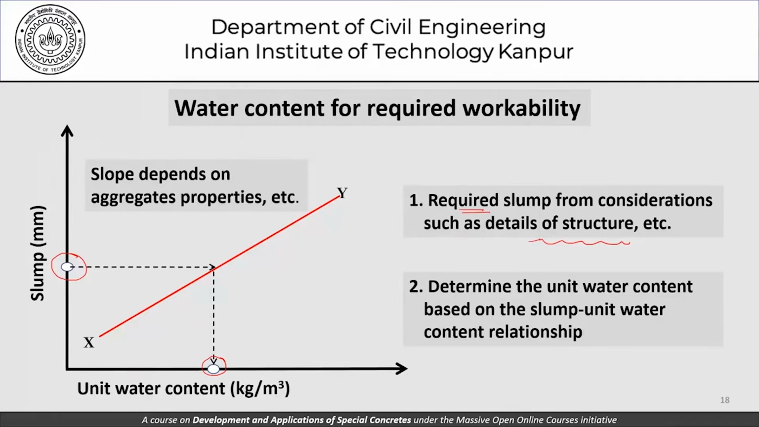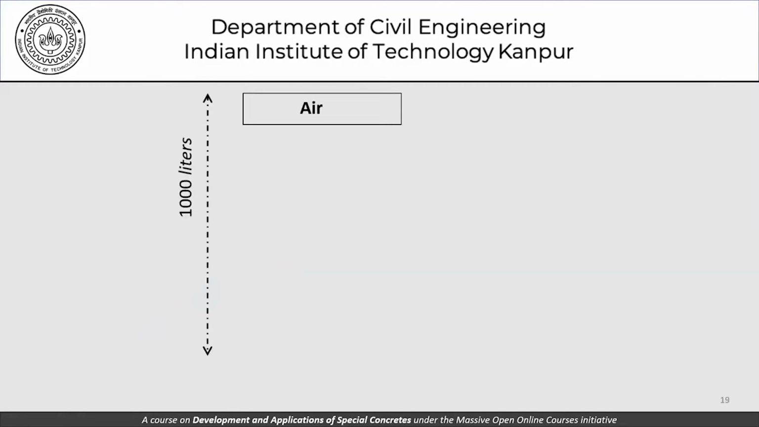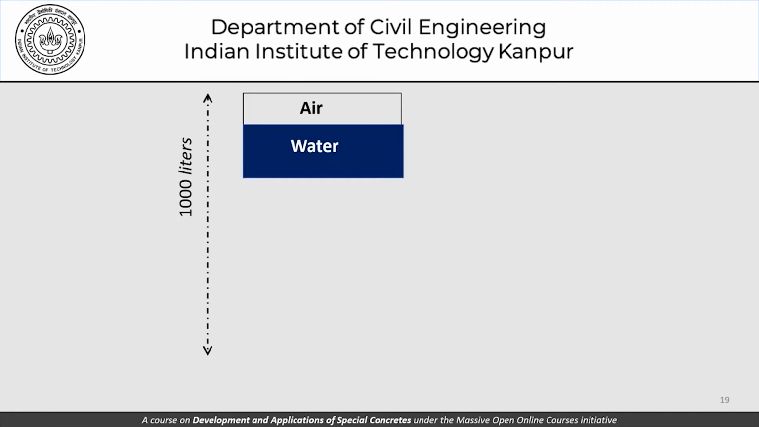Translating this discussion into our 1000 liter pitcher, we already have the air content. We fix the water content now. That's the volume of water, and the rest of it is yet to be fixed. The next part comes to cement content.